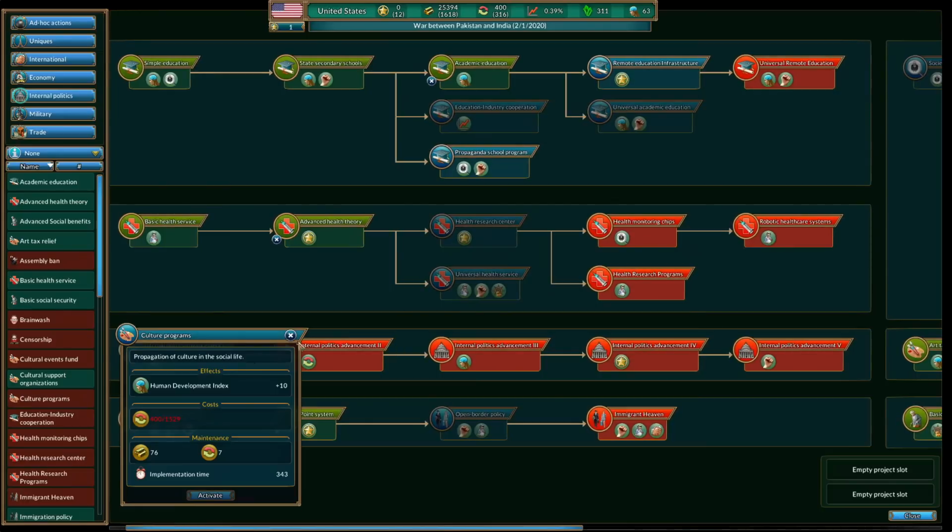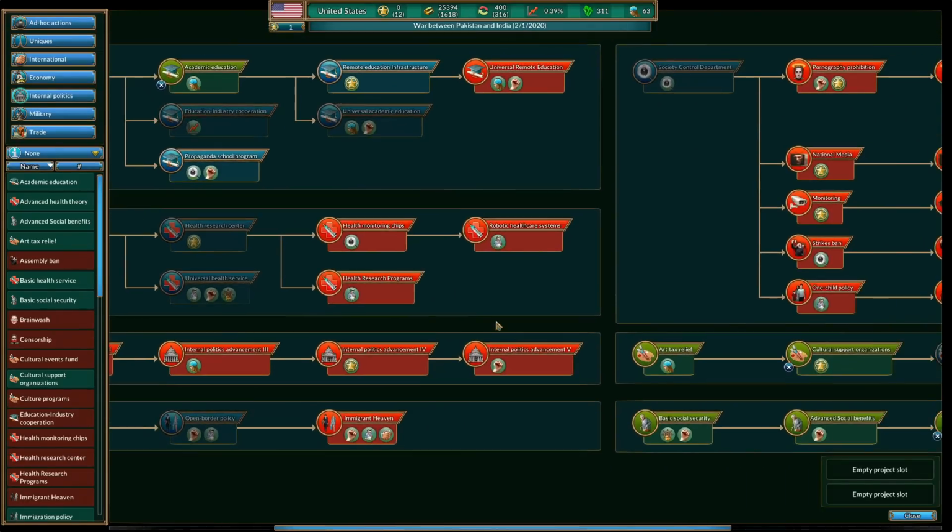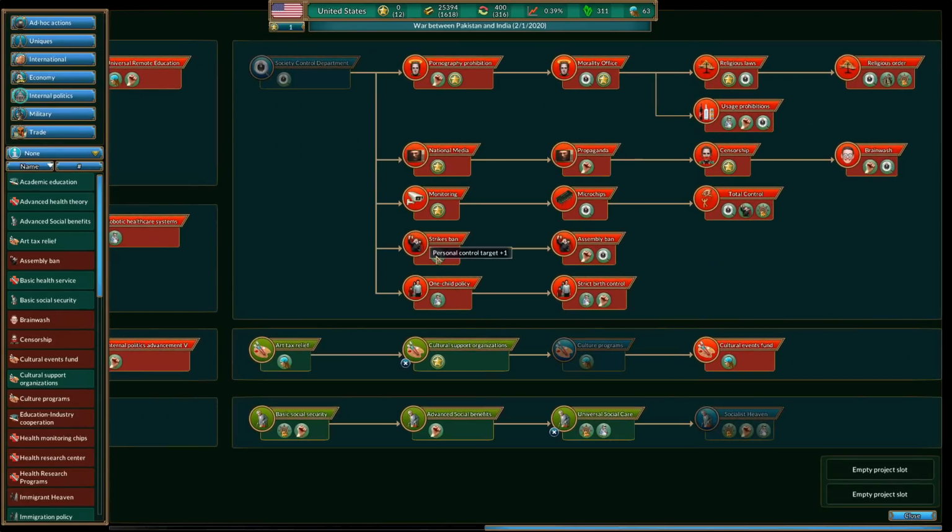Other than that, internal politics affects stuff that affects mostly your policies. So for example, your personal control target, which determines how much of like a police state you are.